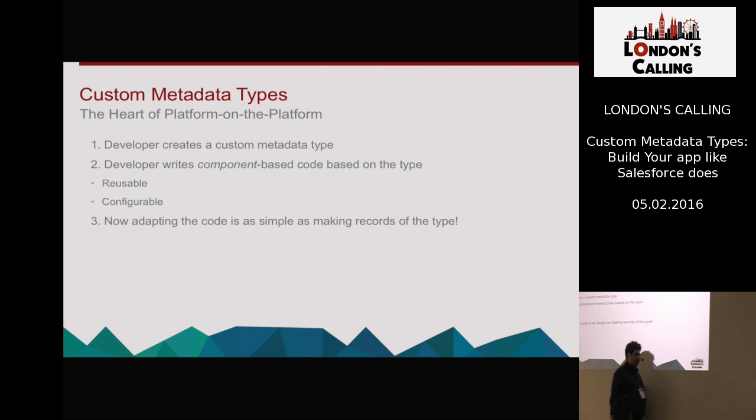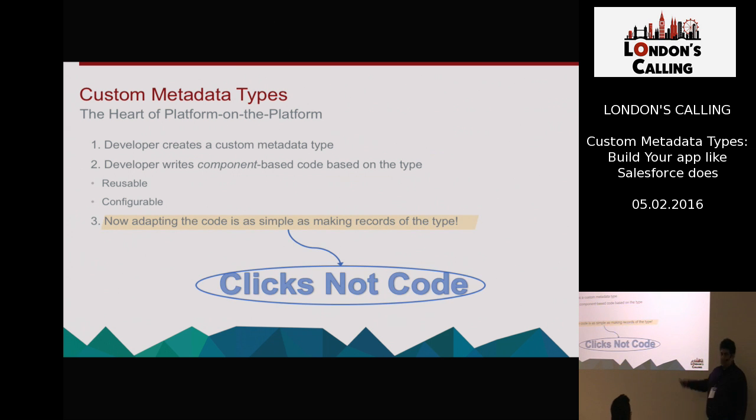It can be made to do slightly different things based on deferring to the records of a custom metadata type. And now configuring that code and adapting it for new cases is just a matter of making more records of the type that can be passed into the same code. And interesting stuff can happen. And of course, making the records is our standard, I'm sure you've all seen this expression, clicks not code process. It's not that there's no development work here, but the development work is all front-loaded.